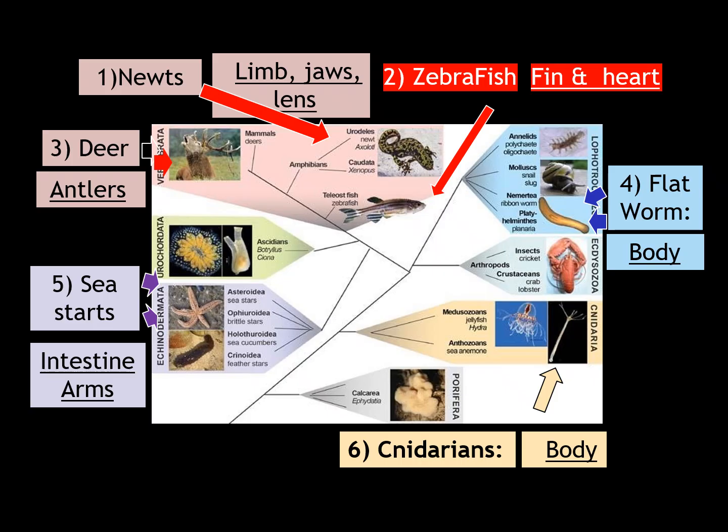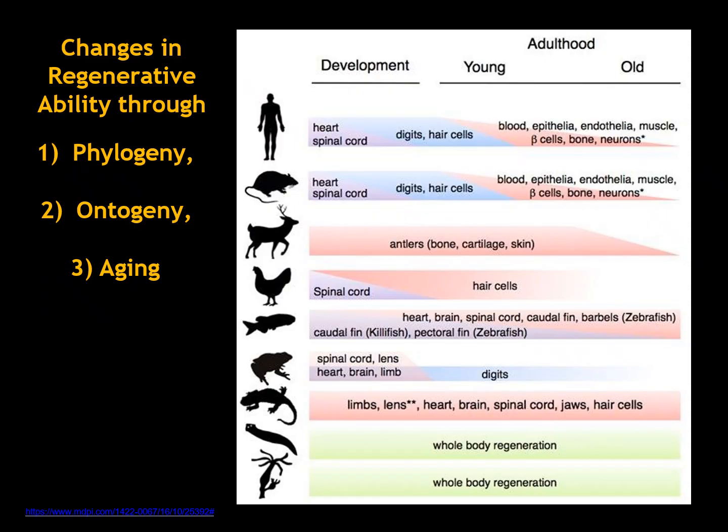And the question is why some of them can do it and why one cannot, and why during evolution some of them still can. You can be a complex organism and still regenerate some of these structures. So the idea is to study the molecular basis of that. And in this class, we're going to give you a very general example of something that is happening there during development. So this is a diagram that I took from this article, and here we're going to talk about the changes in regenerative ability through phylogeny, ontogeny, and age.